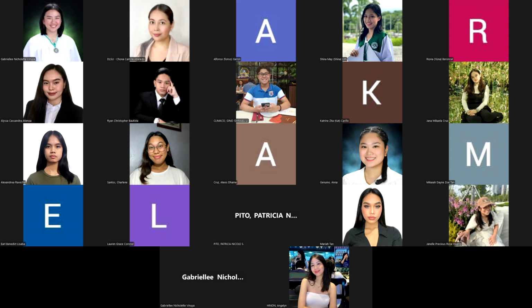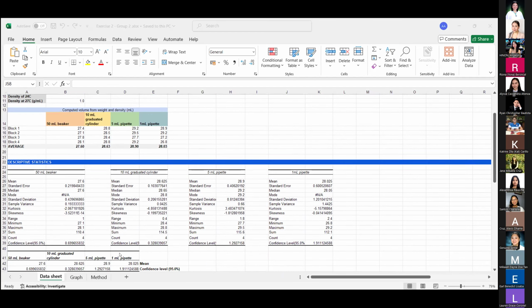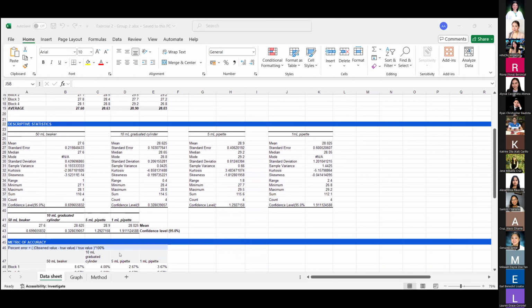Okay, group 2, can you show us your descriptive statistics, please? Wait a sec po. Okay, thank you for the confirmation. Okay, can you scroll down a little bit? Okay. Okay, thank you so much for that. You can now stop sharing for the meantime.